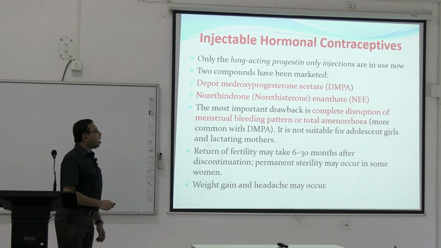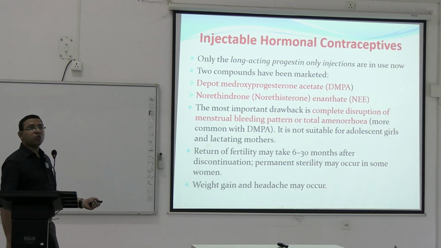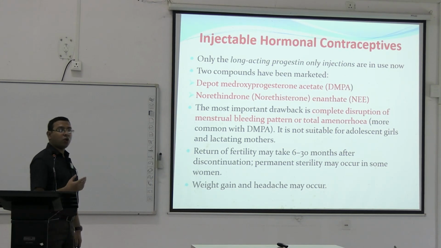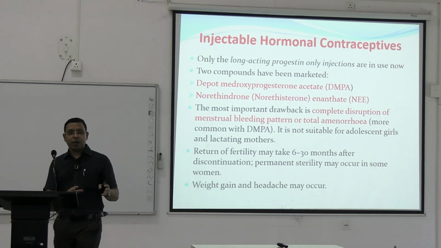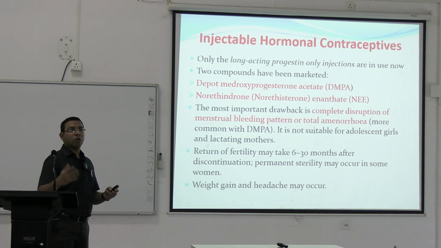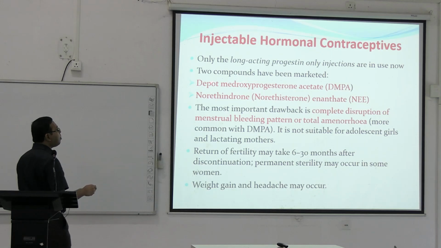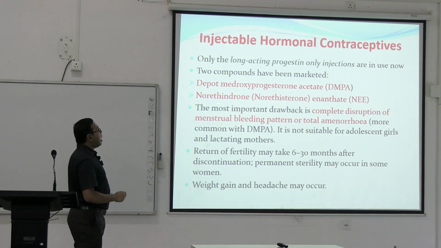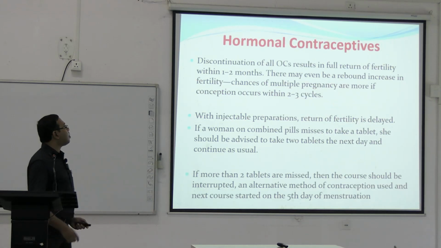It is not suitable for adolescent girls and lactating mothers. Return of the fertility may take 6 to 30 months. So that is the problem. With oral contraceptive pills, usually after stoppage, the return of the fertility is quick. But with injectable hormonal contraceptives, a long duration is needed. Weight gain and headache may occur. So remember the names depomedroxyprogesterone acetate and norethindrone enanthate. These 2 are the injectable hormonal contraceptives.